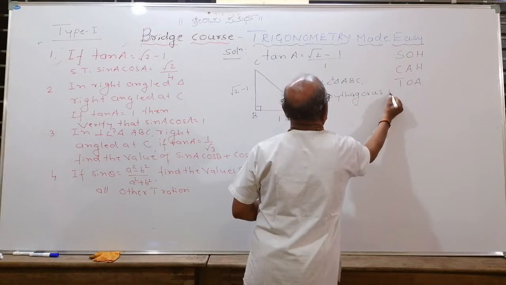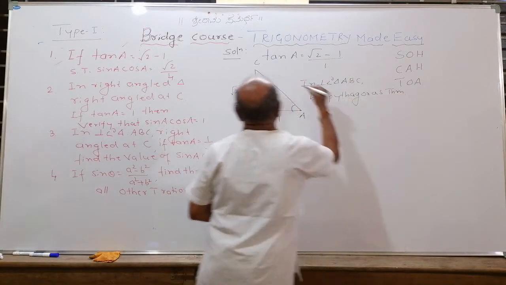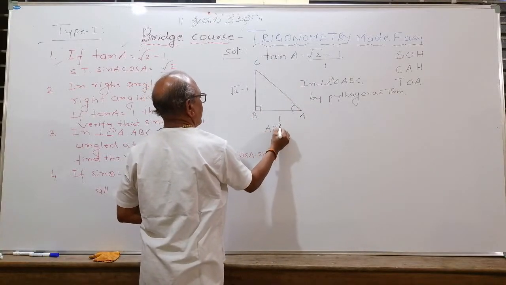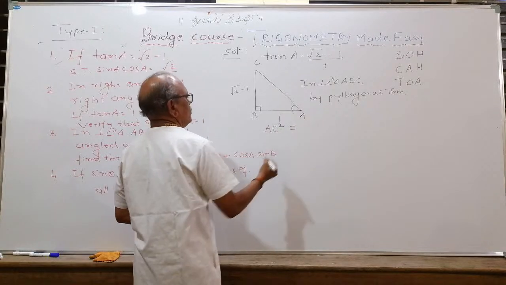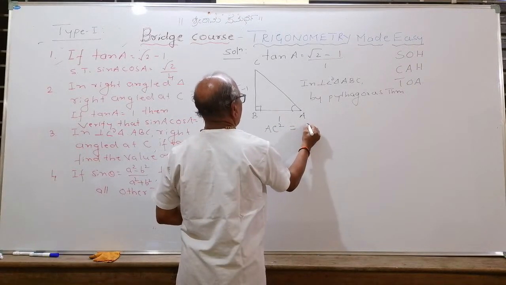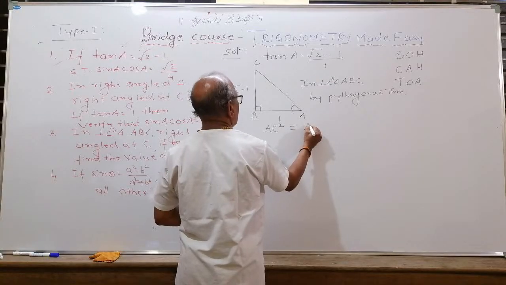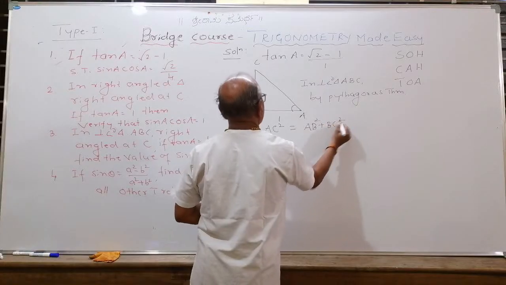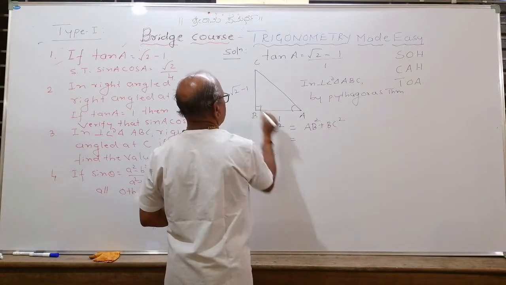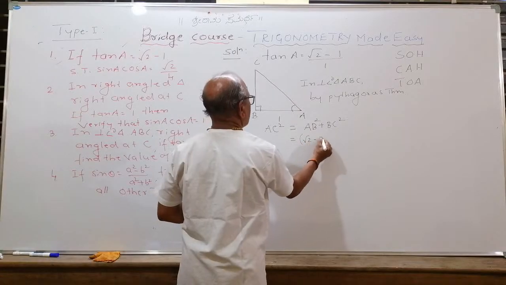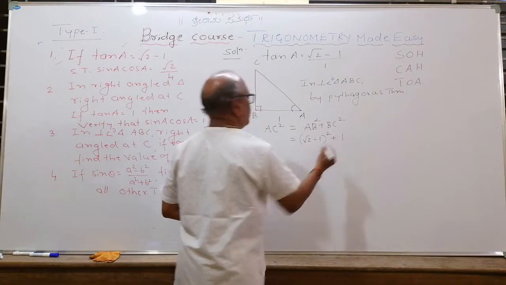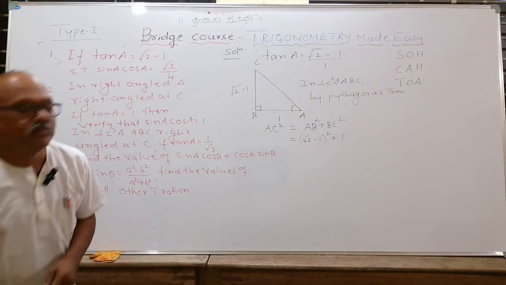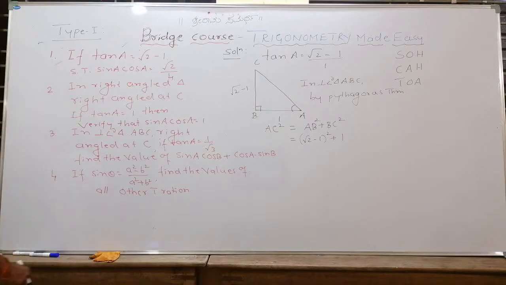By Pythagoras theorem, square on the hypotenuse means what? AC square is equal to AB square plus BC square. You don't know the hypotenuse, so AC square becomes root 2 minus 1 whole square plus BC square, which is 1. Try, continue. Study the steps.